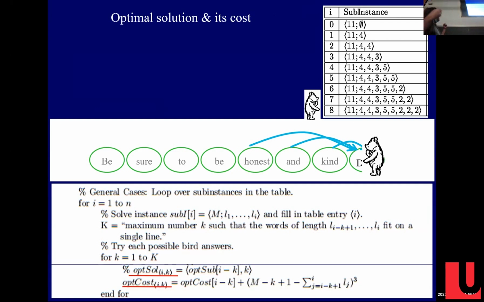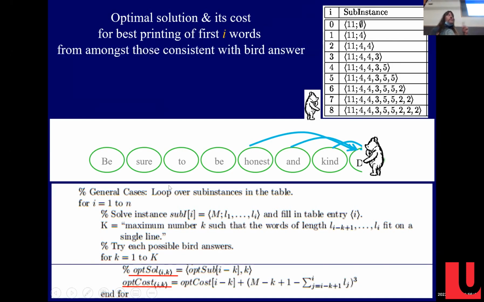I know I'm trying to print I words. What do I ask the bird? How many words to put on the last line? She tells me some K, and then my goal is to compute this thing. And let's just be clear what this thing is. It has an I, it has a K. Why is that? Because it's the best way to solve, I'm Mr. I trying to solve the I subinstance. I'm trying to get the best way to print I words, consistent with the kth bird answer, right?